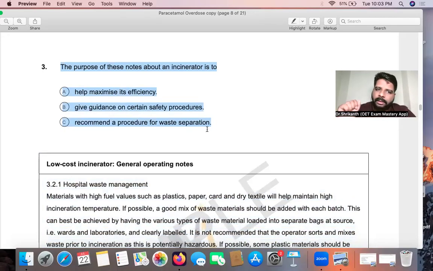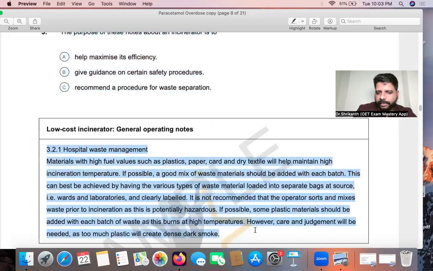Will you get the answer? Yes, you will get the answer. Reading the question first and then reading the paragraph, will you get the question? Will you get the answer? Yes, you will get the answer.